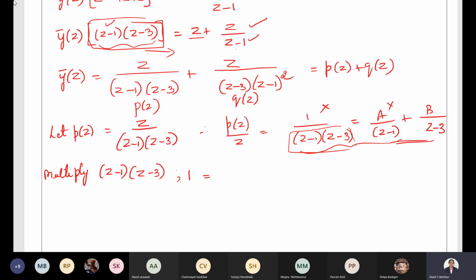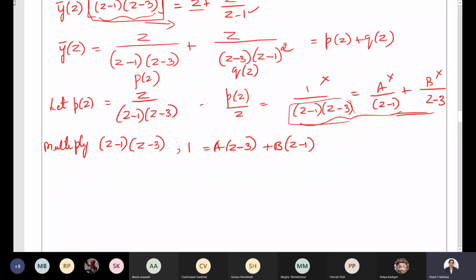When you multiply over here, z minus 1 cancels, so a into z minus 3 remains, plus b into, when you multiply over here, z minus 3 cancels, z minus 1 remains. So this is what we get after we multiply the entire term by this denominator. Now we shall find a and b. What do we do in order to find a and b?